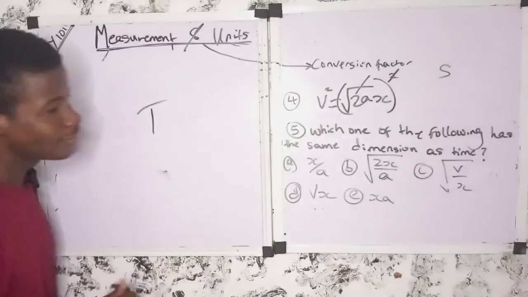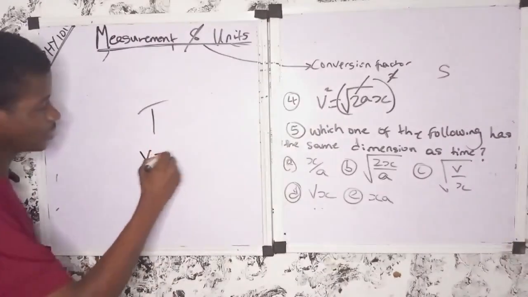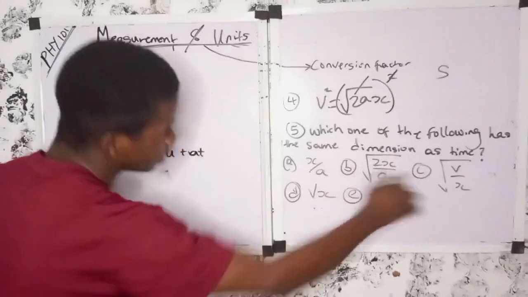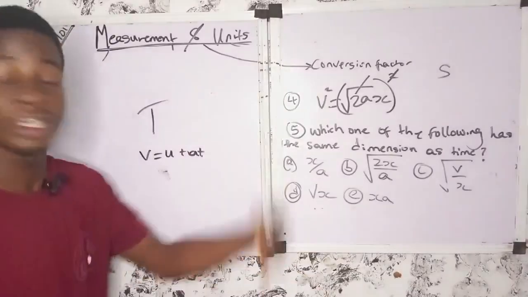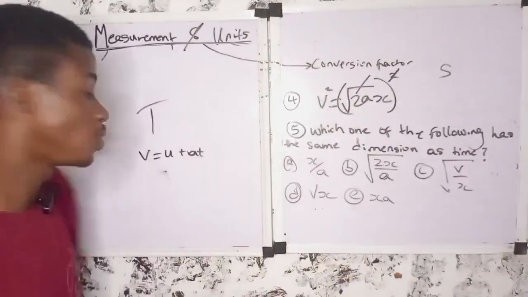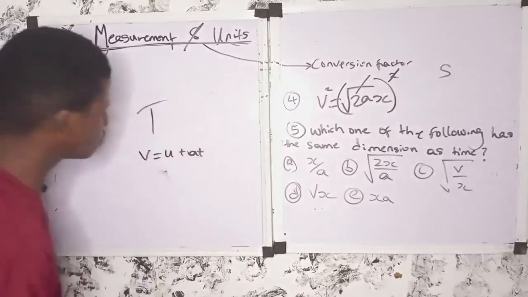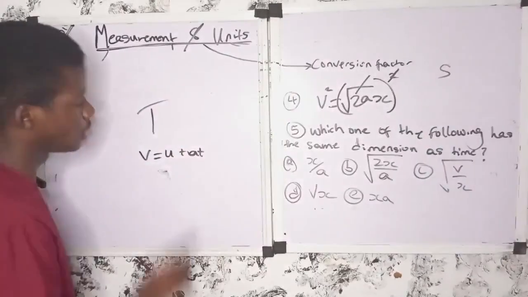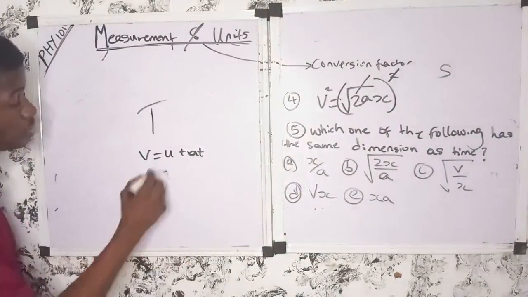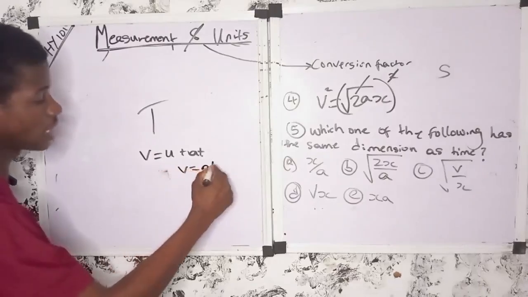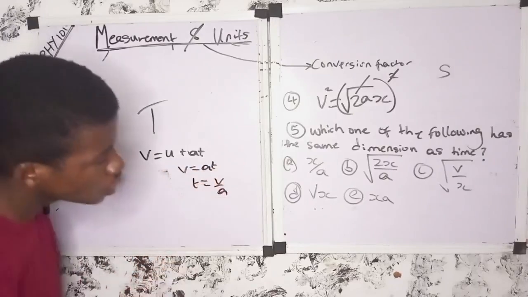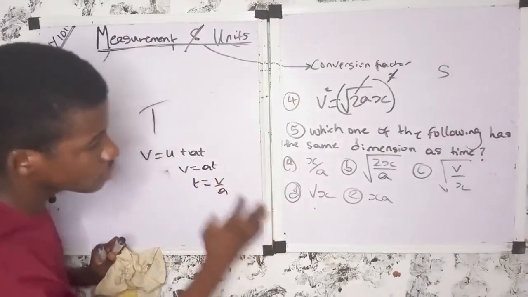Now let me see. Equations of motion. Remember, the equation of motion is v equals u plus at. If in your own private time you can solve for each of them. Whenever you arrive at t, you know that one is the correct one. This is the very first equation. If we make u initially, let's say 0, we arrive with v equals at. If we make t stand alone, we arrive with v over a. Let me look for which one is v over a. No one. Let me check.